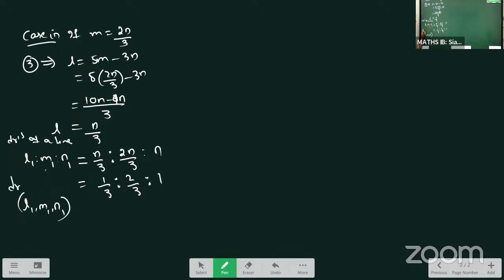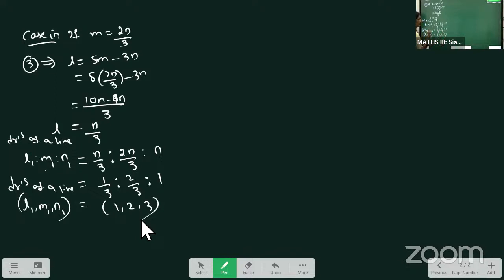So DRs, direction ratios of a line. What are we getting? 1, 2, 3. If you take the LCM, 3 goes to the other side. 1 is to 2 is to 3 can be written as 1, 2, 3.